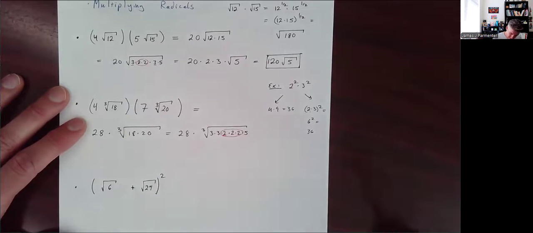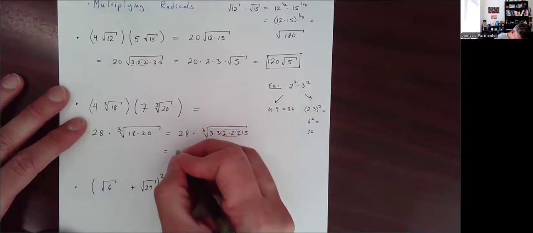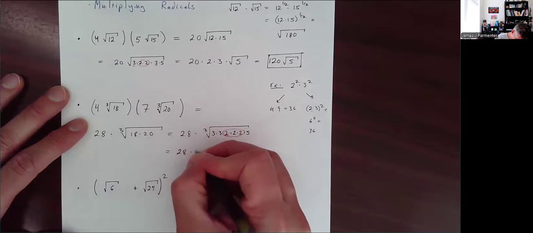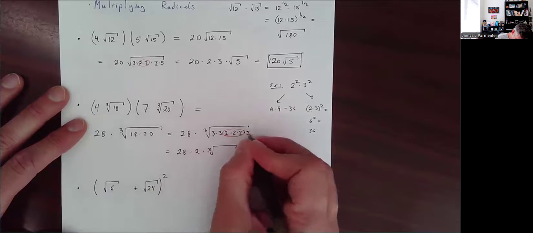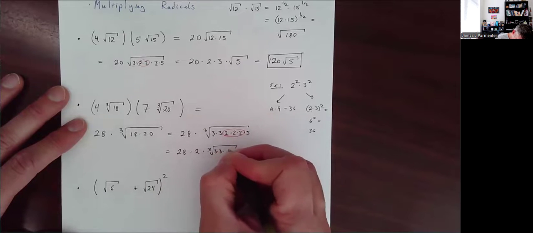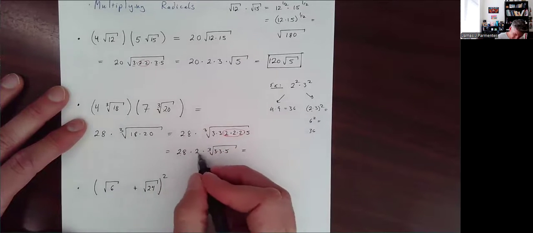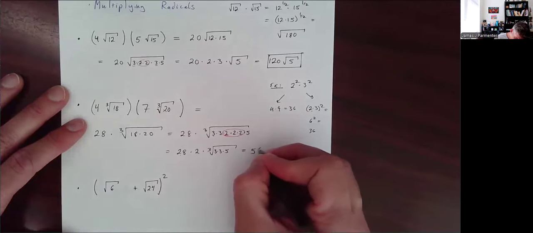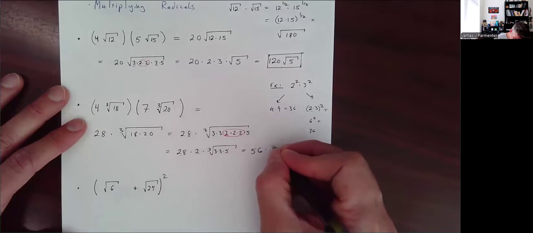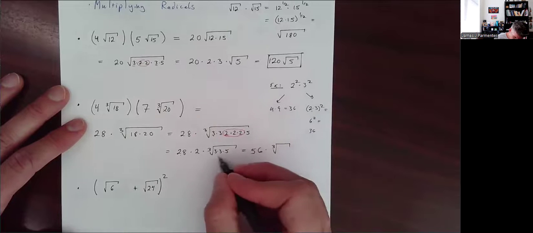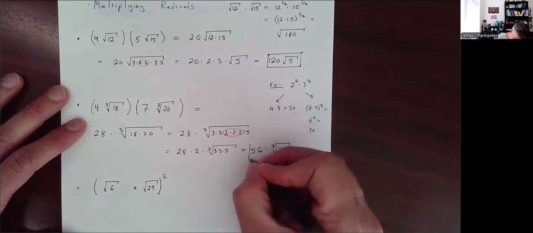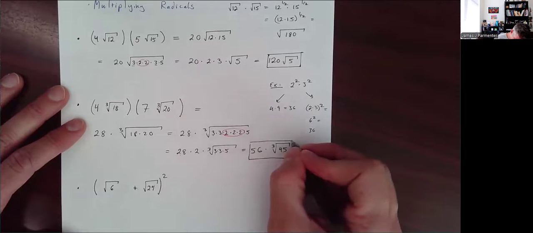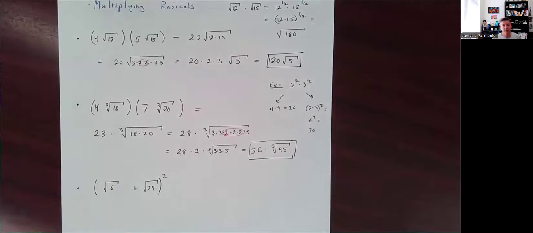So that 2 can come out. And I'll have 28 times 2 times the cube root of 3 times 3 times 5. I should simplify this. 28 times 2 is 56. And times the cube root of 3 times 3 is 9. 9 times 5 is 45. So this is kind of gross, but this is as simple as that expression gets.